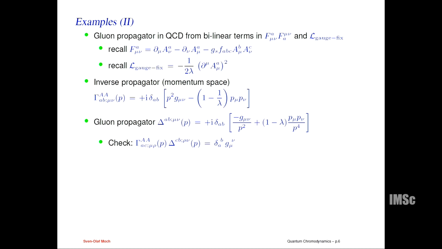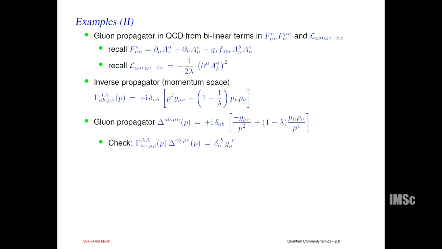Okay, good. Then let's move on. We also can look at the gluon propagator in QCD. So we look at everything which is bilinear in the fields. So we look at the field strength squared, and the bilinear terms come from d_mu A_nu, d_nu A_mu. So those are the terms here. The gauge fixing term is also bilinear in the fields. We do our simple substitution of partial derivatives with a momentum to get the inverse propagator in momentum space. And this is basically the expression: we have p squared g_mu nu, which we get from combinations of two gauge fields here. And from the gauge fixing term, we get a p_mu p_nu with 1 over lambda here. And we also get a p_mu p_nu from other combinations, from the product of the two field strengths. So this is the inverse propagator.